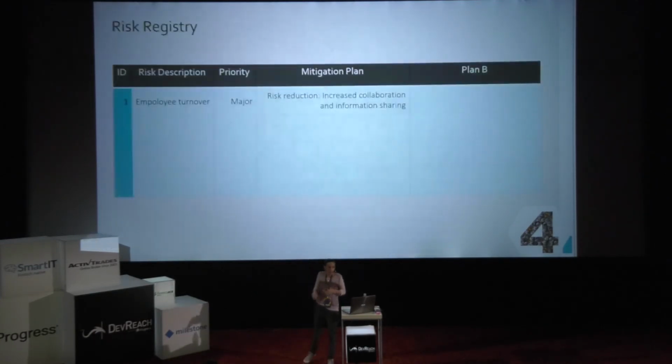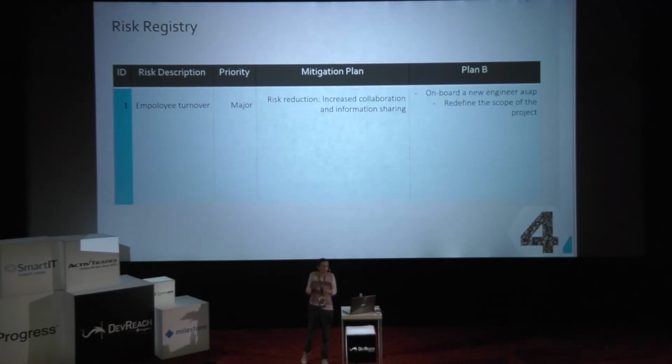Okay, let's see our risk registry. Employee turnover, major priority, risk reduction, increased collaboration and information sharing. We had that, but it failed. So the plan B in this situation could be, for example, to onboard a new engineer as soon as possible. And in the meantime, to rethink the scope until the new guy or girl who joined the team fits in the team, the project, the domain, the technology. It's hard to redefine the scope, but it should be tried. So that could be our plan B.